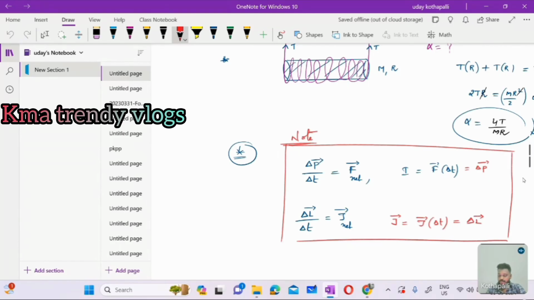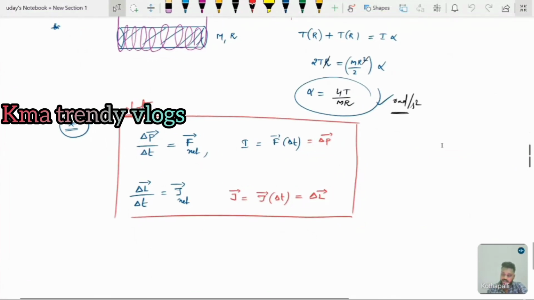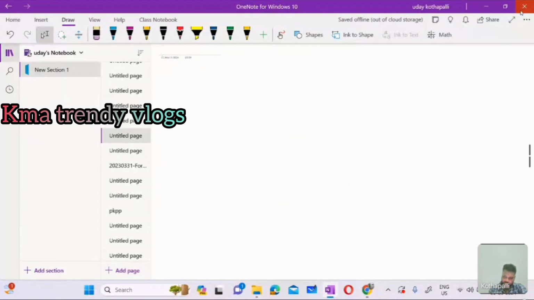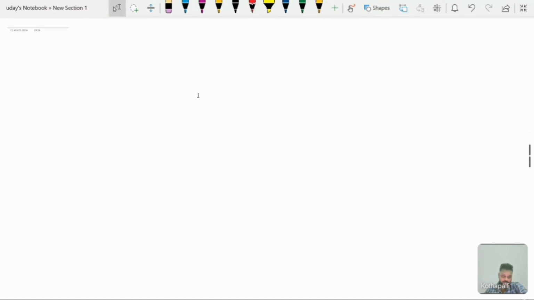Net force and impulse, net torque and angular impulse we completed. So I think today we can start one more important concept called rolling motion.